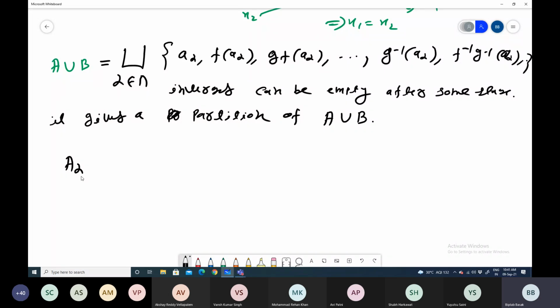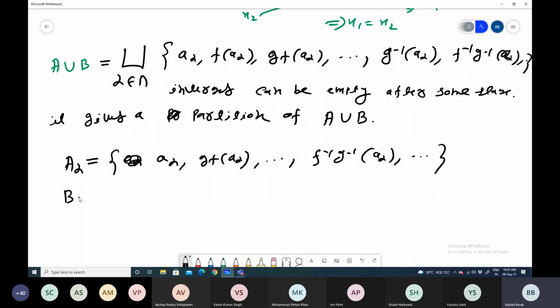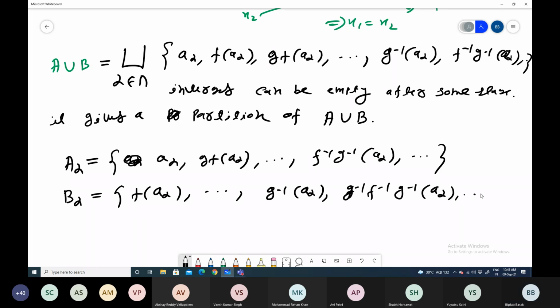Now that means if we take A alpha equal to all the elements, say A alpha, GF A alpha in this way, and F inverse G inverse A alpha, all the elements of this, and if we write B alpha equal to the other elements, which are the elements of B, G inverse F inverse G inverse A alpha, this, then A is a disjoint union of A alpha, and B is a disjoint union of B alpha.